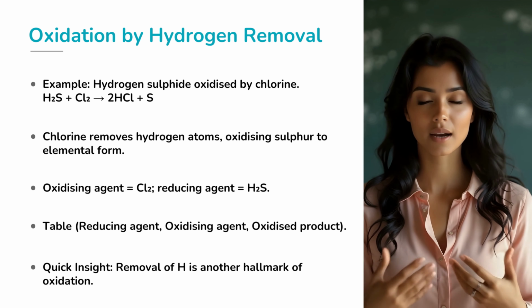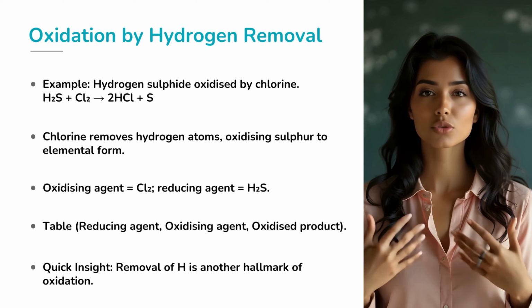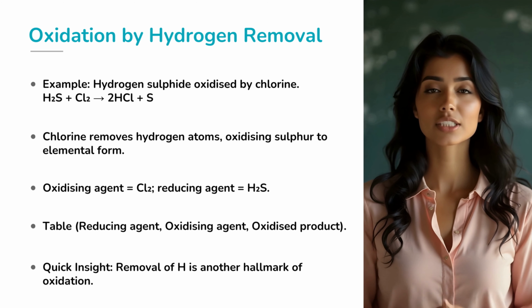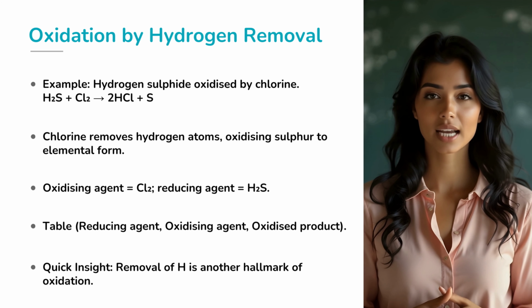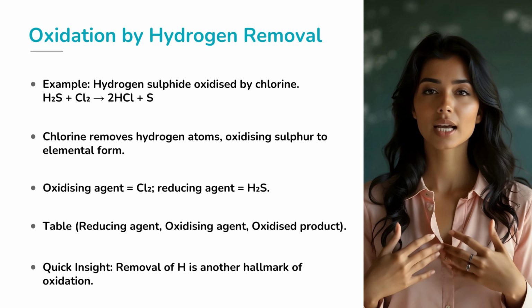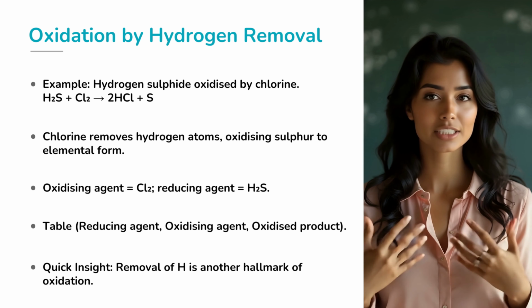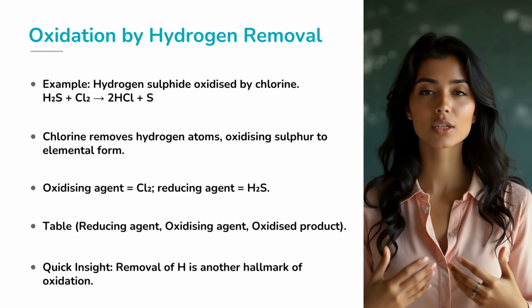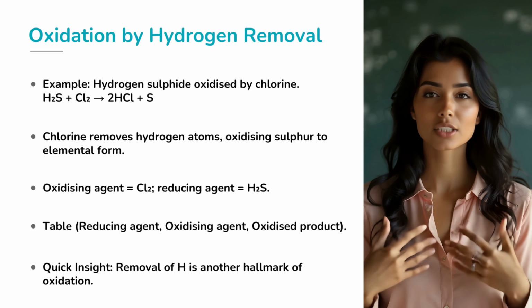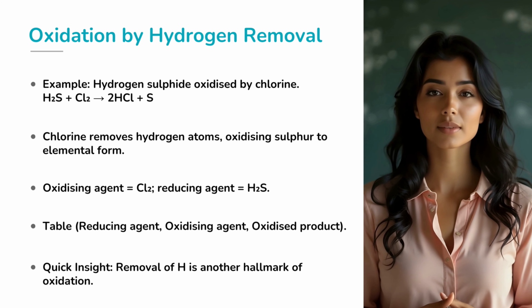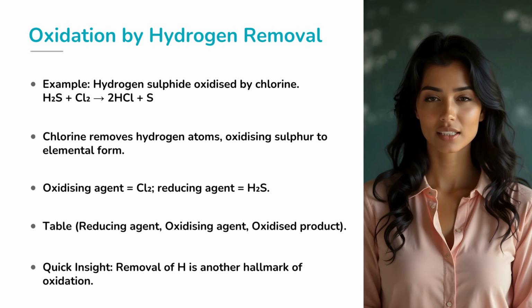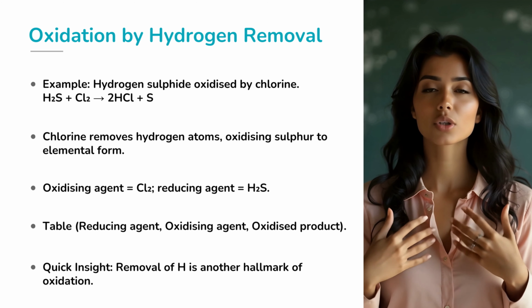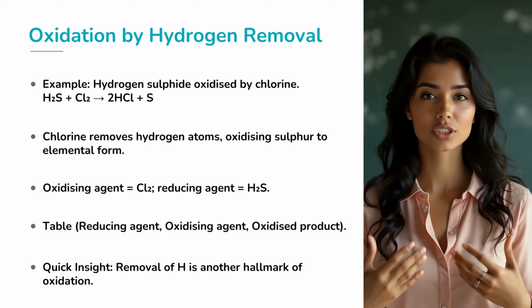Here's an example. Hydrogen sulfide reacts with chlorine to form hydrochloric acid and sulfur. You could say, hydrogen sulfide plus chlorine gives hydrochloric acid and sulfur. The reaction looks like this: H2S plus Cl2 gives 2HCl plus S. Notice that chlorine takes away the hydrogen atoms from hydrogen sulfide, and that's what makes it oxidized. So, chlorine is the oxidizing agent and hydrogen sulfide is the reducing agent. This highlights that oxidation can also be the removal of hydrogen.